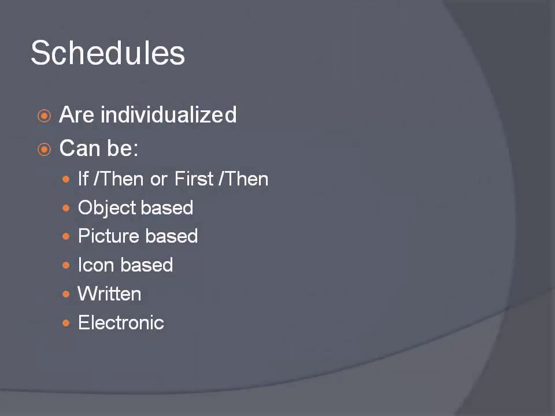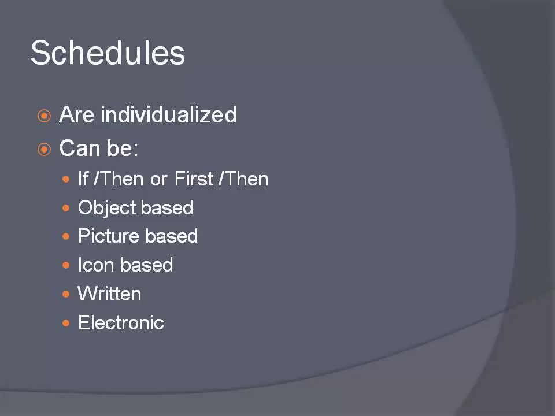Because a schedule must be individualized to a student's needs, it's important to know the hierarchy and types of schedules that you can use. To start with, there is a first-then or if-then schedule. This type of schedule helps teach the idea of a schedule by breaking it down to two items. First, the less preferred activity, that when finished, is followed by the highly preferred activity. An example might be handwriting followed by a break or time on the computer.